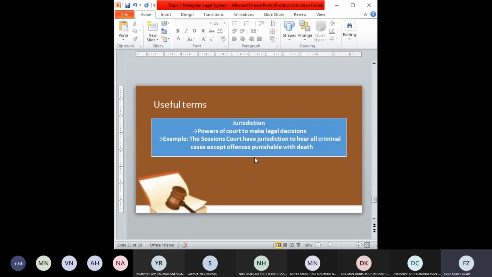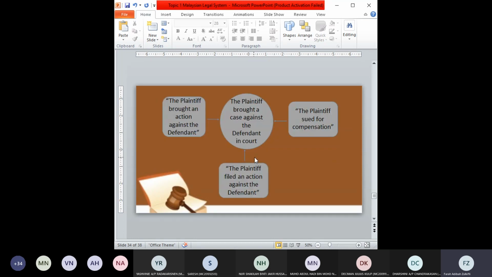For example, when you read a newspaper, or when you read a court case, if it states something about the plaintiff brought an action against the defendant, or the plaintiff brought a case against the defendant, the plaintiff sued for compensation, the plaintiff filed an action against the defendant, all of this means the same thing. It means that the plaintiff is not satisfied with the defendant. Maybe the defendant had committed a wrong. It doesn't matter whether it is a tort wrong or a contract wrong. So the plaintiff will sue the defendant.